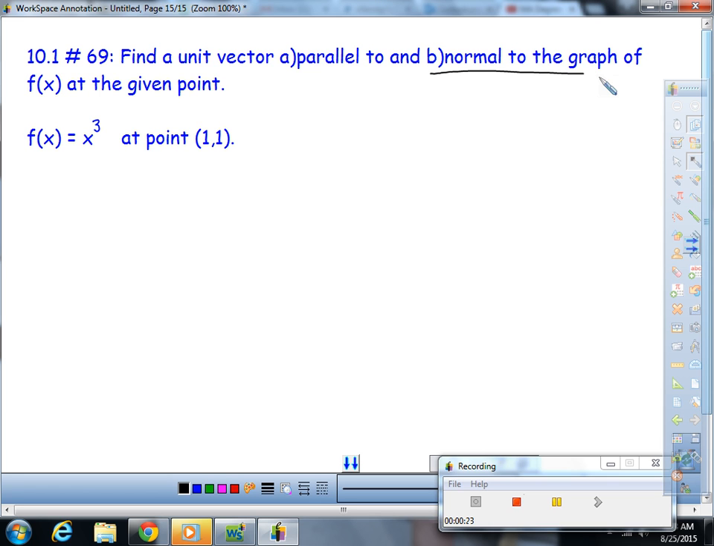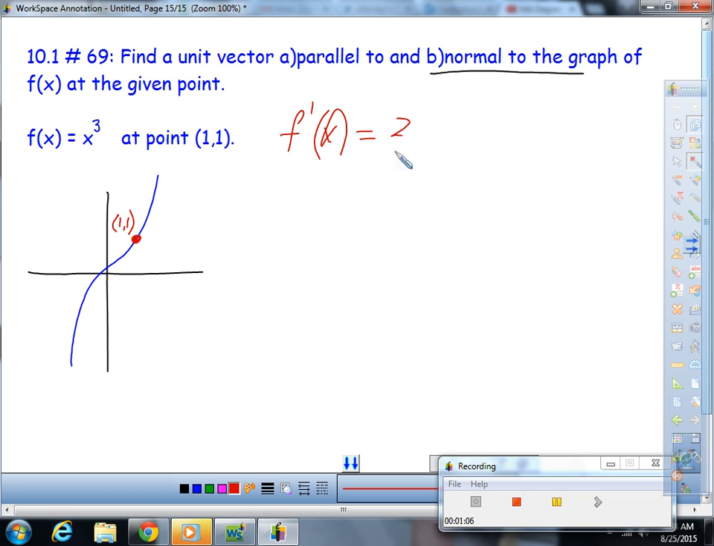So if I just sketch y equals x cubed, it's like one of that. No, that's close enough. Okay? And we want a unit vector, which is a vector of length or magnitude 1, from the point (1, 1). Okay? So this is going to be our first time that we've even used calculus so far this year. To find the unit vector at that point parallel to it, we need to find the slope of the tangent.